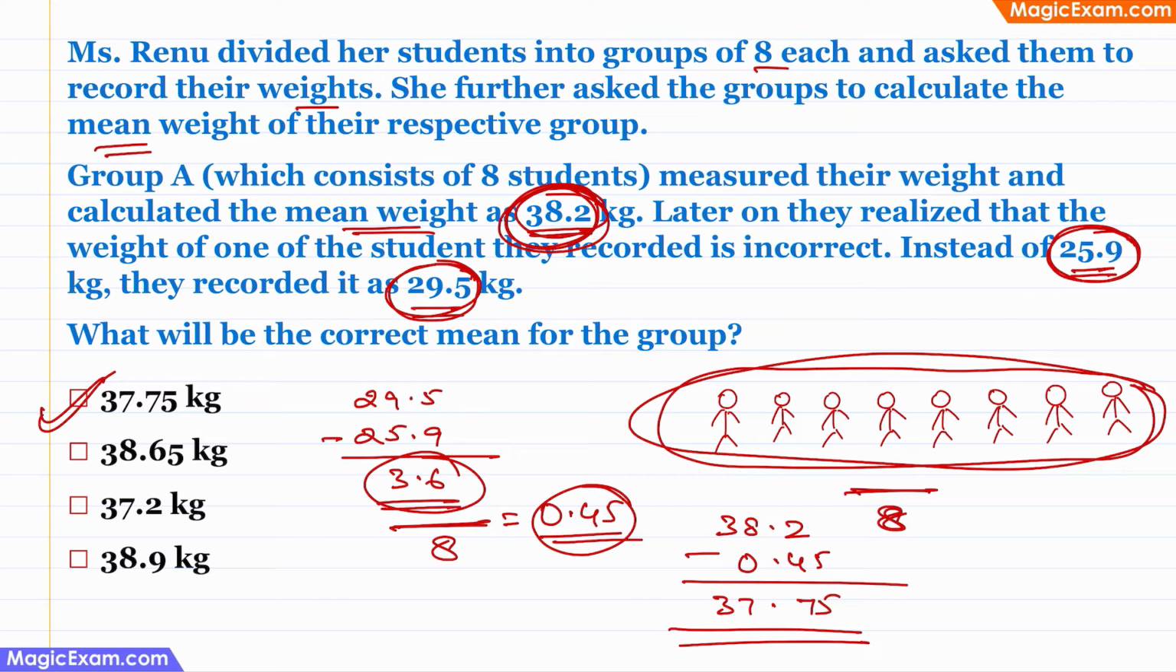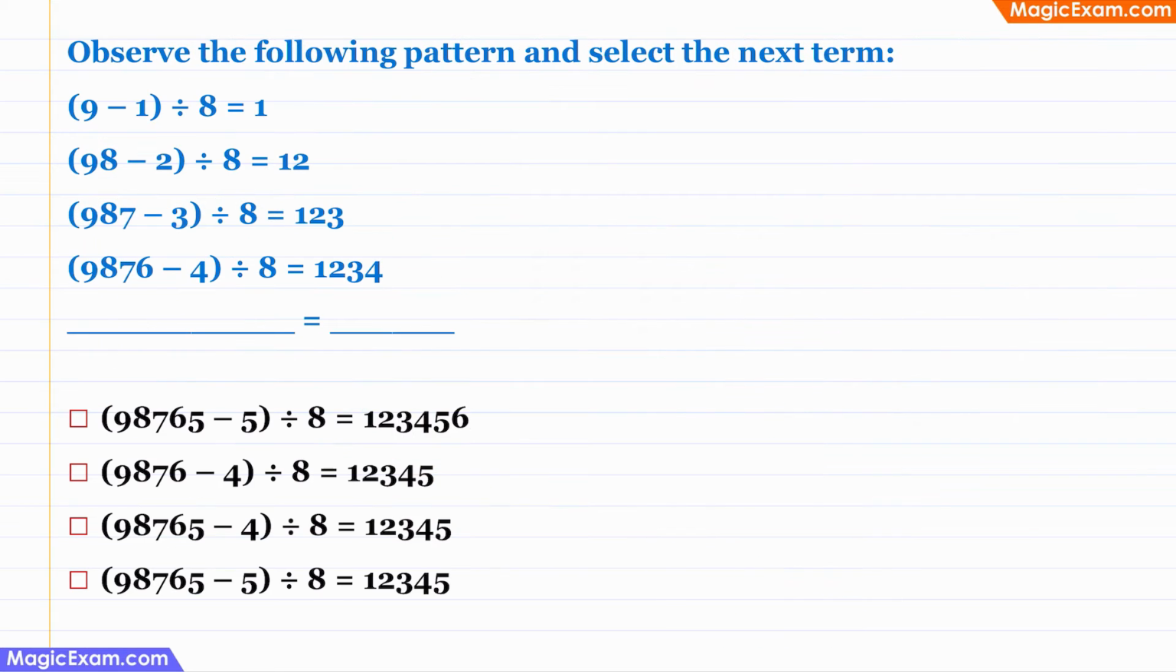So instead of using the algebraic method, just look at this entire problem from a common sense perspective and see what is the mistake that has been done and how that mistake can be corrected. So if you correct the mistake, then you will get the correct answer, and the correct answer is 37.75, which should be the mean or the average of these 8 students.